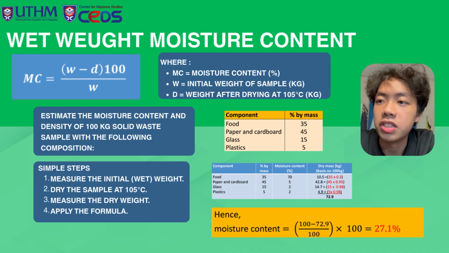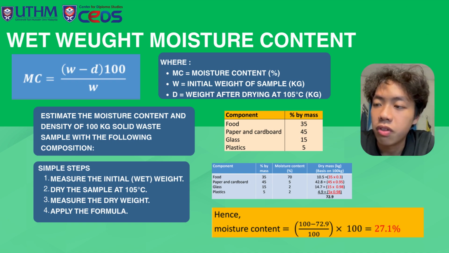Now I would like to present the waste moisture content. You can see the formula. The MC is moisture content, W is the initial weight of the sample, and D is the weight after drying. Estimate the moisture content and density of a 100 kg solid waste sample with the following conditions. For the sample steps, we measure the initial weight, dry the sample, measure the dry weight, and last apply the formula. Then we can find the answer.